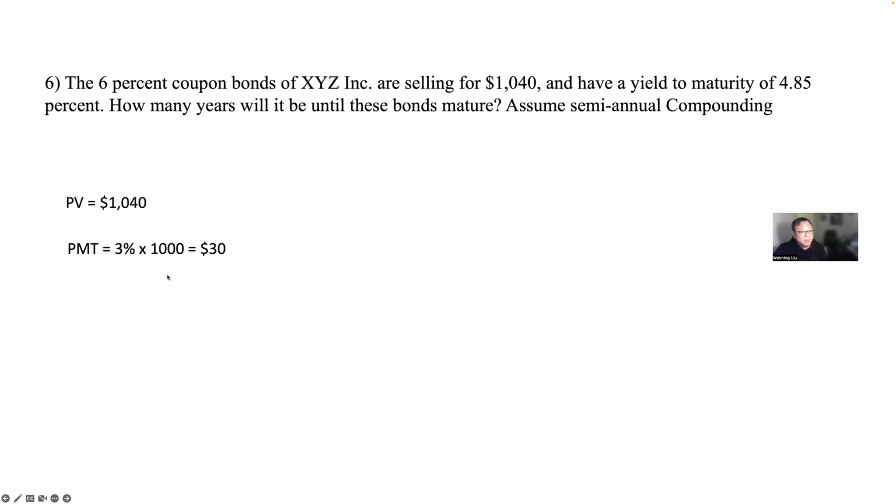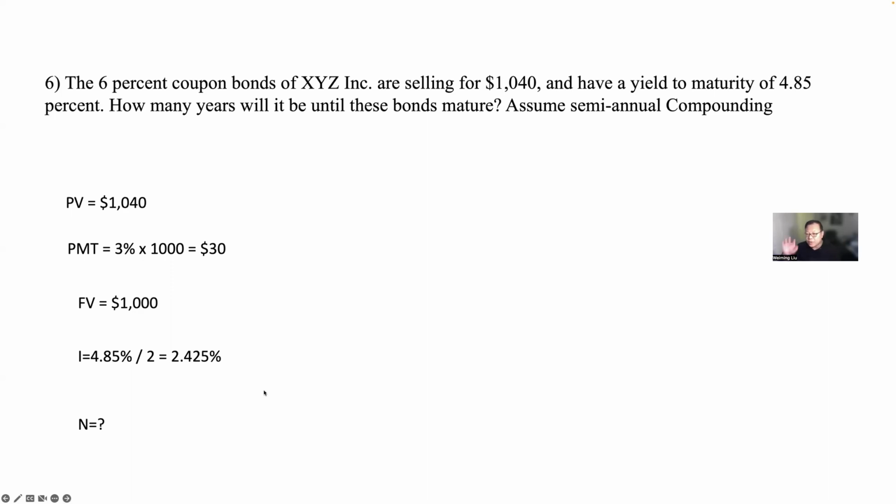So then, what is the present value? Present value is $1,040. Payment now, because it's semi-annual compounding, the 6% has to be divided by 2, because 6% is annual. So 3% times 1,000 is 30. Future value is 1,000, and I would also be the annual rate of 4.85% divided by 2, 2.425%. I want to know N. That's what I'm trying to do.